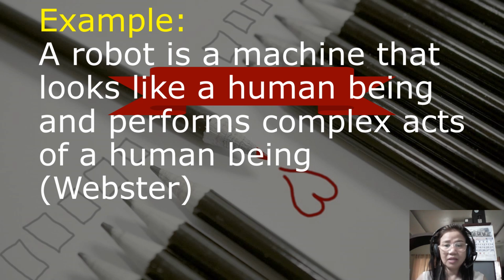So what is the term being defined in here? The term is a robot. Which class or genus does it belong to? It belongs to a machine. And then what is its distinguishing feature? It looks like a human being and performs complex acts of a human being.